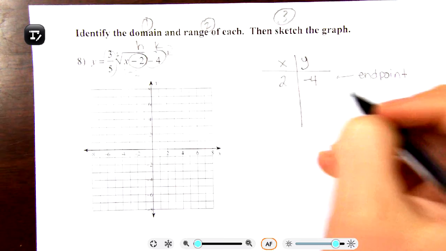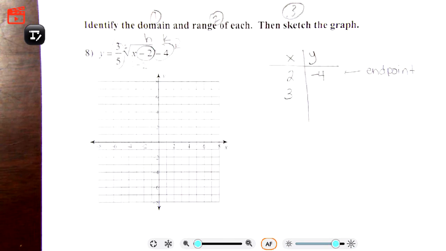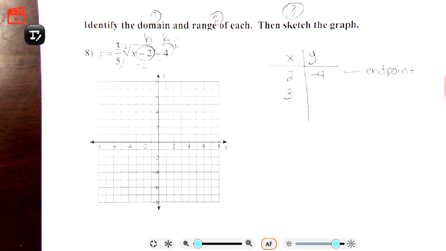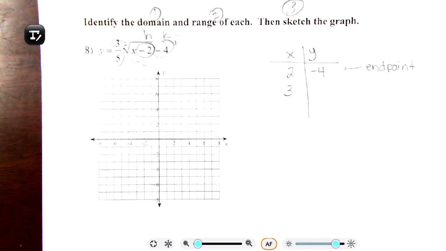Then I'm going to go up 1. So then 3 minus 2 is 1. I know that one. Square root of 1 is 1. 1 times 3/5 is still 3/5. And then so we have 3/5 minus 4.